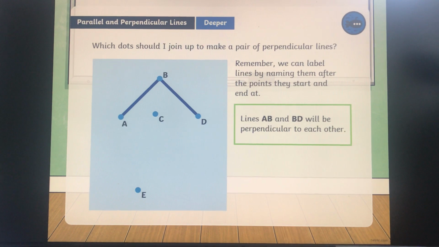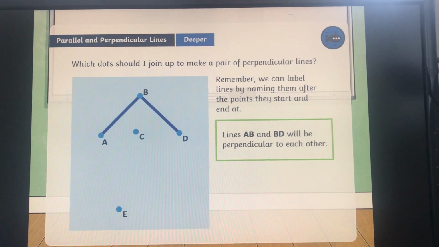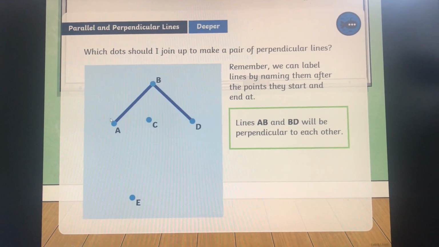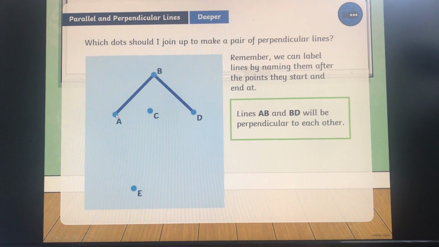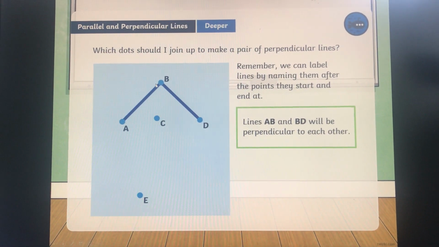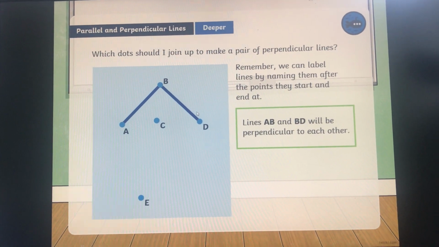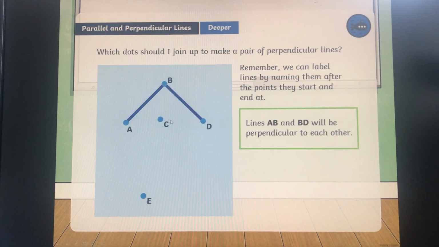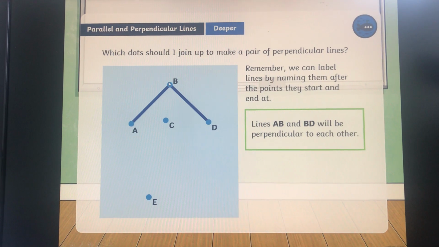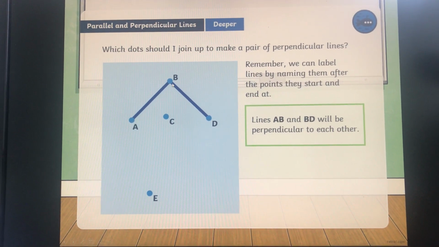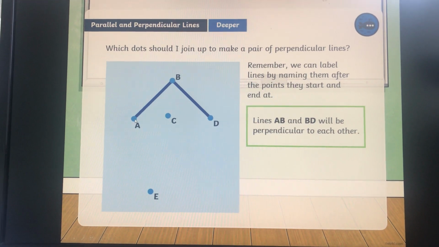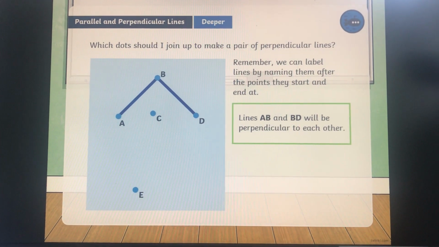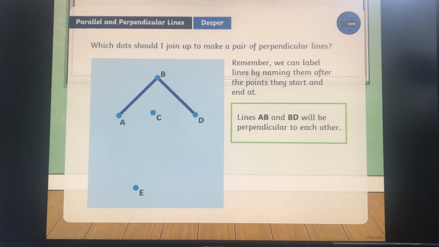If you decided to join up those 3 dots there, well done, you have made a pair of perpendicular lines. So this first line here, we call that line AB, because it starts at A and it finishes at B. And the second line here, we call that line BD, because it starts at B and finishes at D. And these 2 lines here, if we join them up, they do make a right angle. They do make that capital L shape. It is upside down, but it still is a capital L shape. So because we've made a right angle, we have made a pair of perpendicular lines.